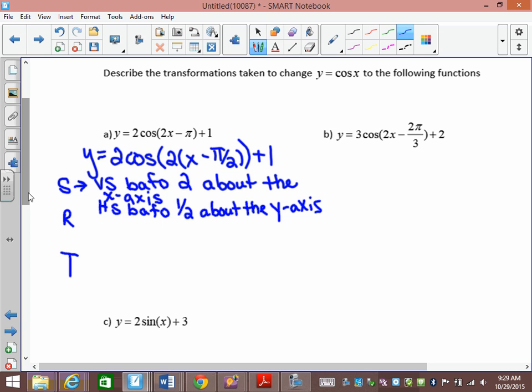Do we have any reflections? Is my A or B negative? No. If my A or B values aren't negative, then no reflections. So I can just stay here. Do we have a vertical translation? Yep. 1 up. And a horizontal translation, pi over 2 right. Like I said, if you forget to take that 2 out, you'll get everything correct except your horizontal translation. You'll say it's pi to the right instead of pi over 2 to the right.